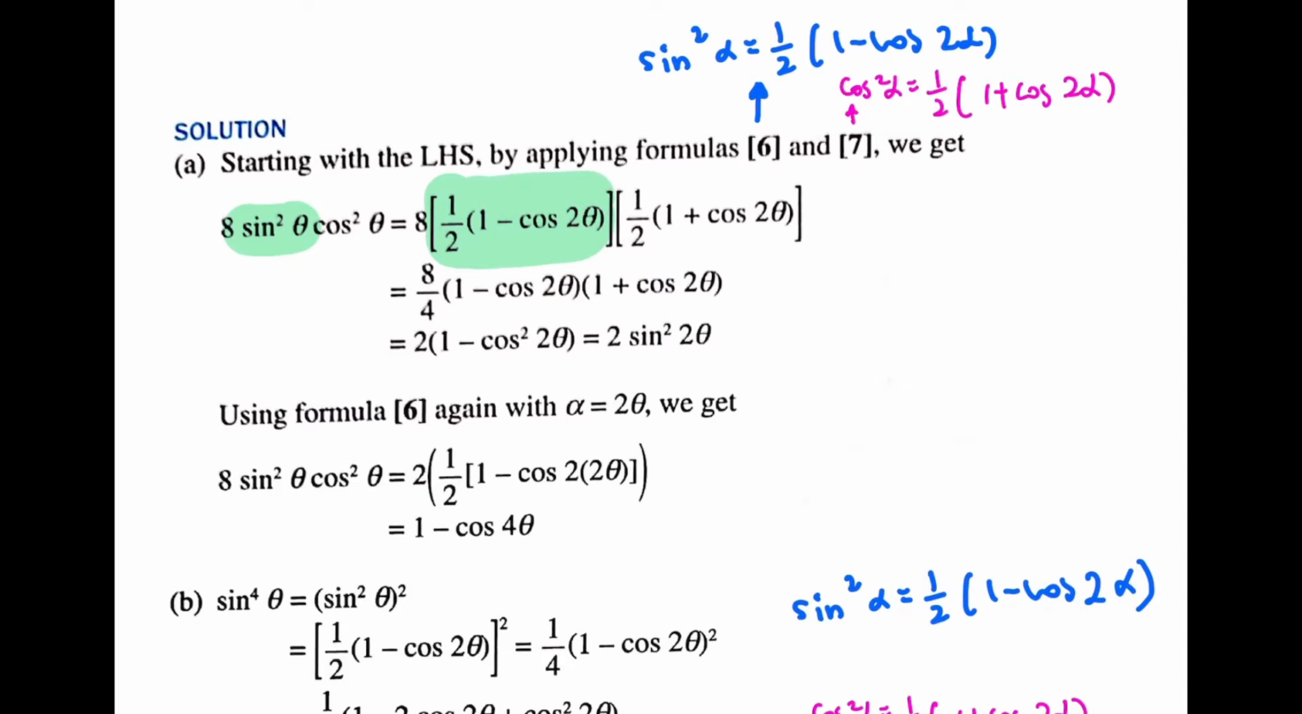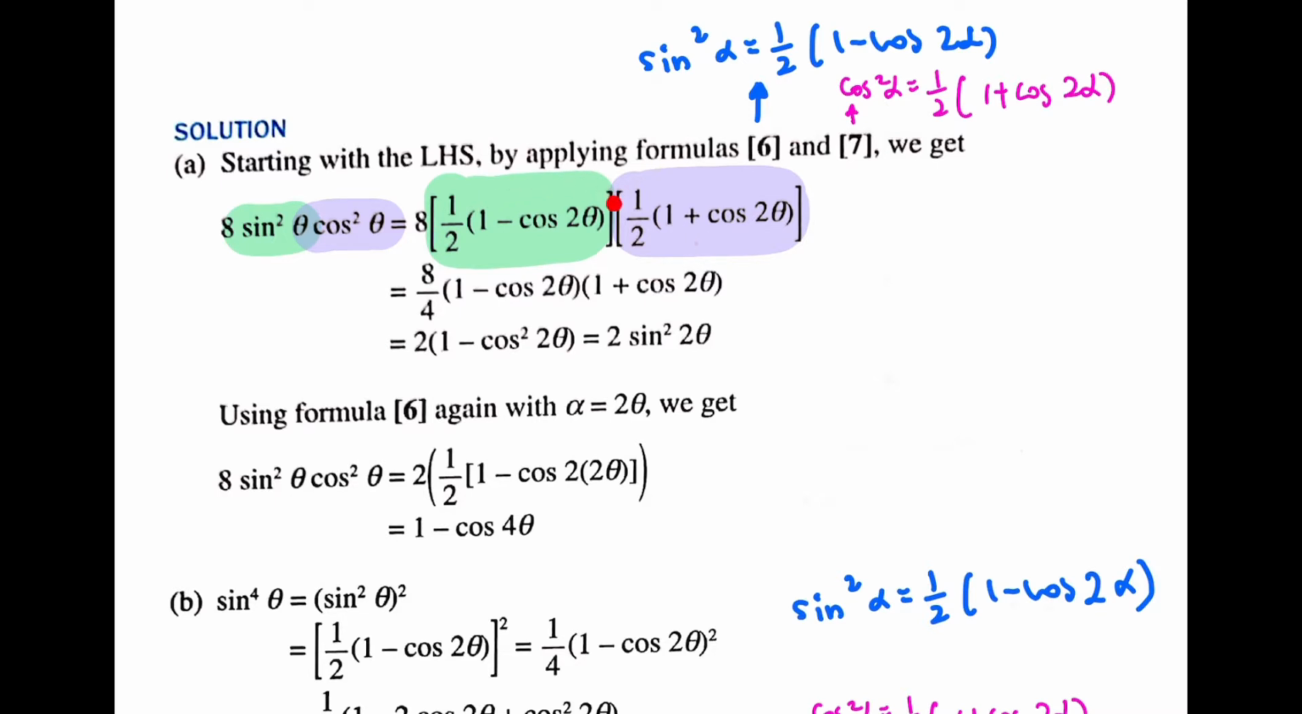And next you have the value for cos squared theta. Therefore, let's substitute the value for cos squared theta. For the next step, let's just simplify this. So take numbers with numbers first. 8 times half, this is 8 over 4, which later on we can solve as 2. And then let's focus on this value here.